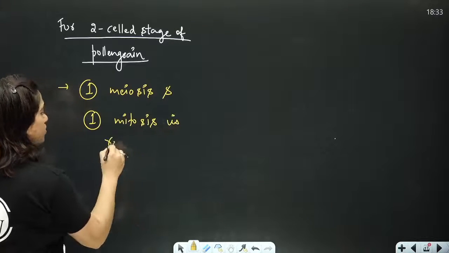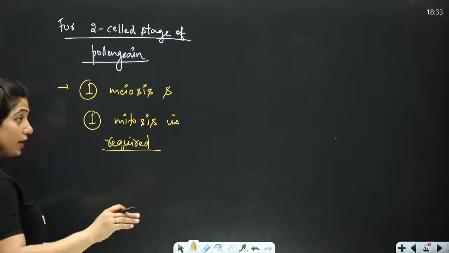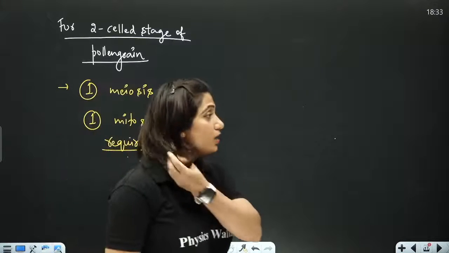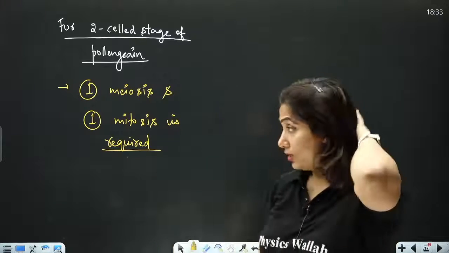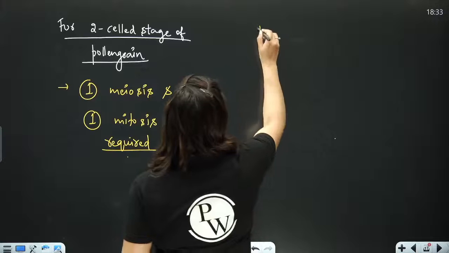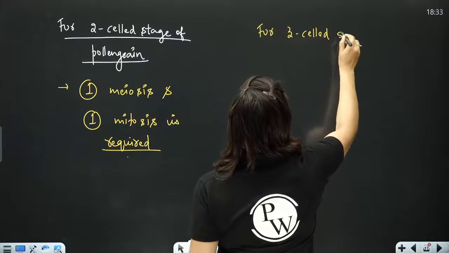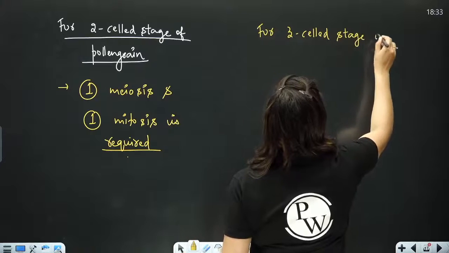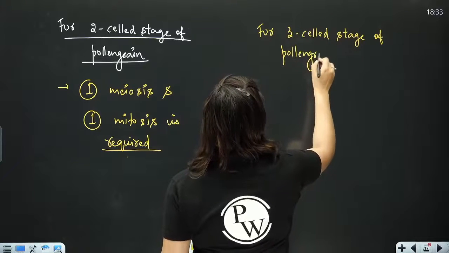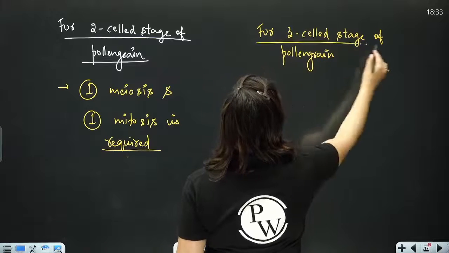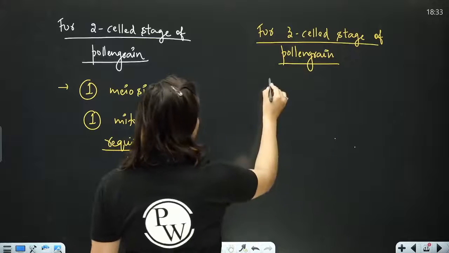Remember, meiosis, why? The microspore mother cell will undergo meiosis to form microspores, and then in that microspore, mitosis will occur to form a two-celled pollen grain. Then for the three-celled stage of pollen grain, that means when the pollen grain contains two male gametes, how many meiosis and mitosis will be required?